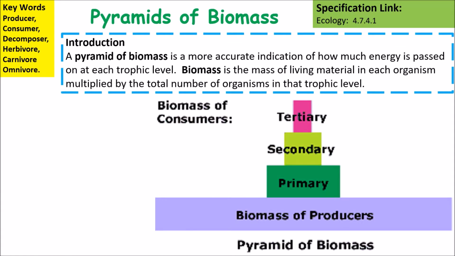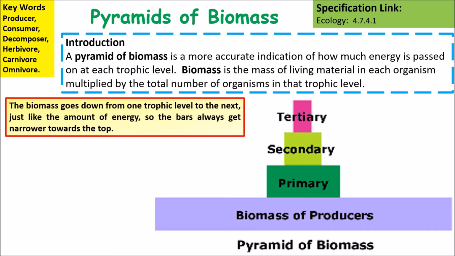A pyramid of biomass is a more accurate indication of how much energy is passed on to each trophic level within an ecosystem. Biomass is the mass of living material in each organism multiplied by the total number of organisms in that particular trophic level. So the biomass goes from one trophic level to the next, just like the amount of energy. So the bars will always get narrower towards the top.